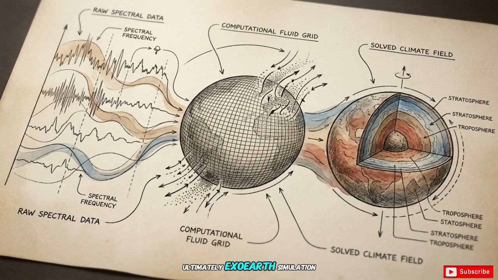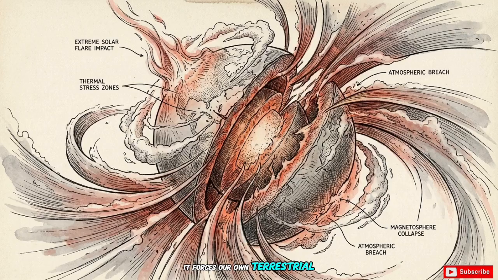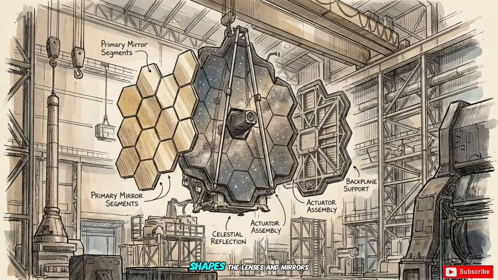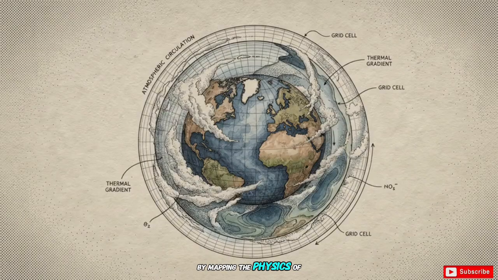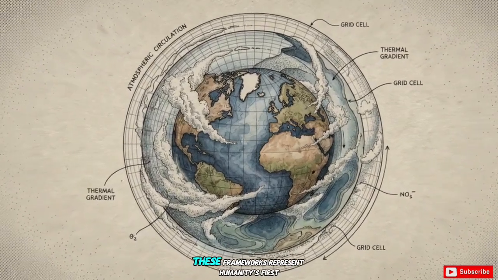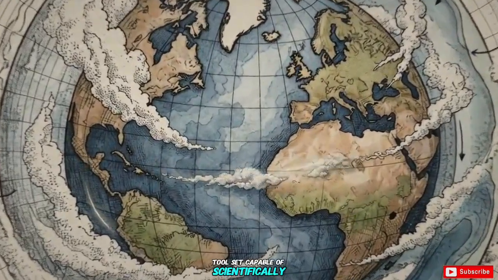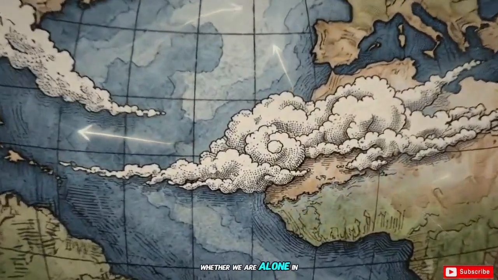Ultimately, ExoEarth simulation acts as the mandatory translation layer between theoretical astrophysics and actual telescopic observation. It forces our own terrestrial climate models to mature under extreme stress. It protects the astrobiological community from falling for abiotic false positives. And it physically shapes the lenses and mirrors of our future observatories. By mapping the physics of alien climates, these frameworks represent humanity's first functioning toolset capable of scientifically answering whether we are alone in the universe.